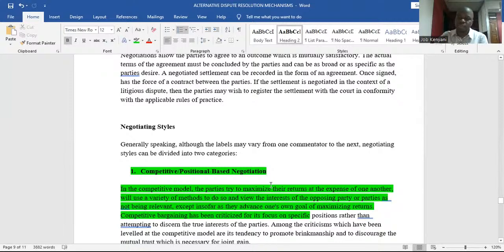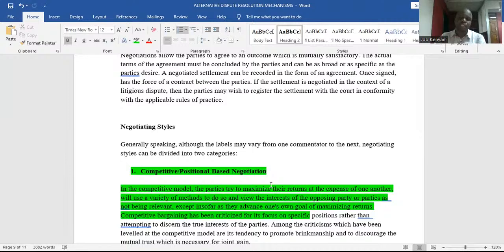Interest-based is whereby you balance. In this case, the interest of the employee is taken care of, and also the interest of the employer is taken care of. For example, negotiating when a person can take up his or her leave. There is the interest of the employer, whereby it is a high season and they have a lot of clients or customers. So in case you go for leave, it will hamper their operations.